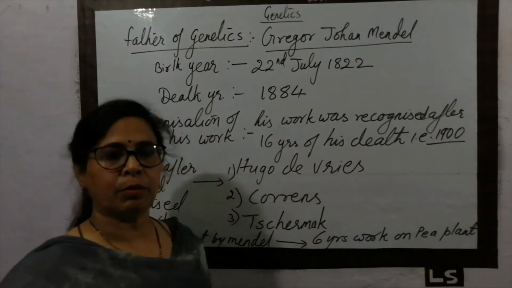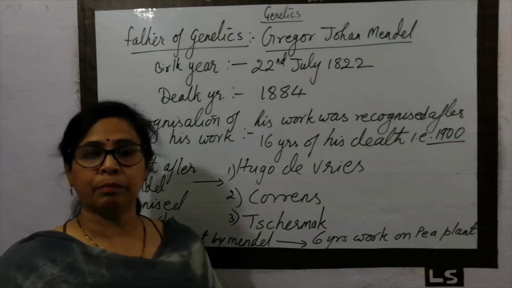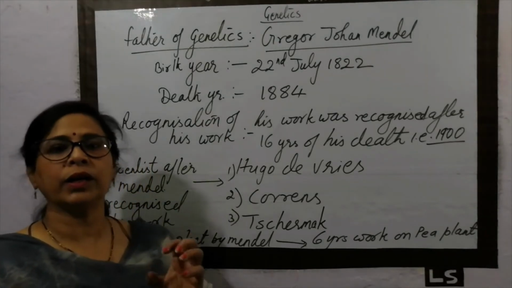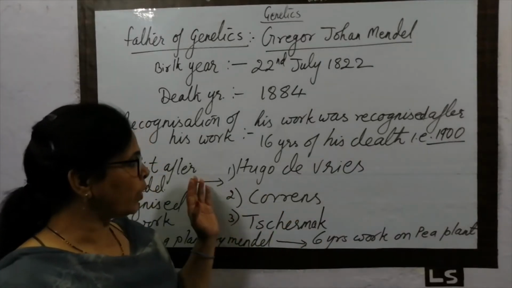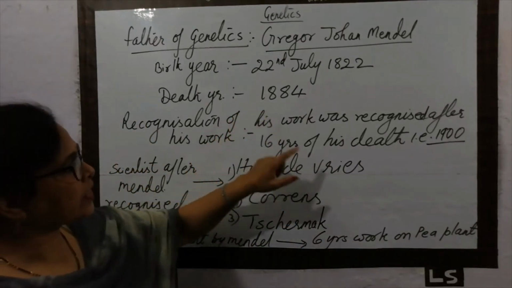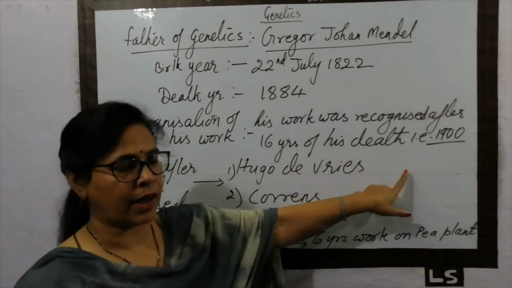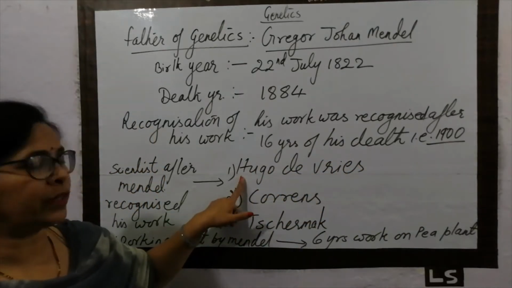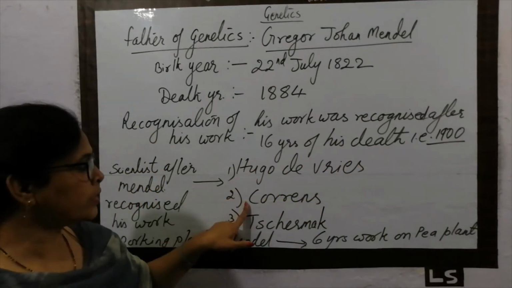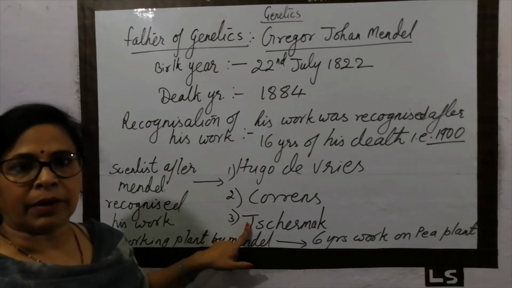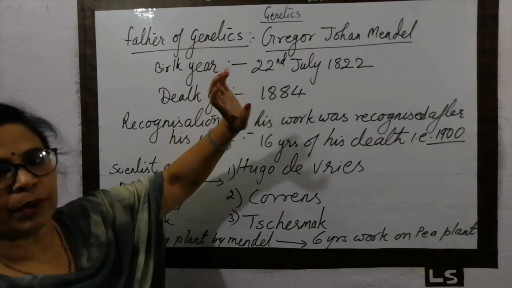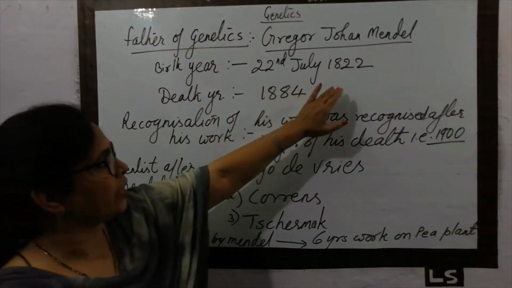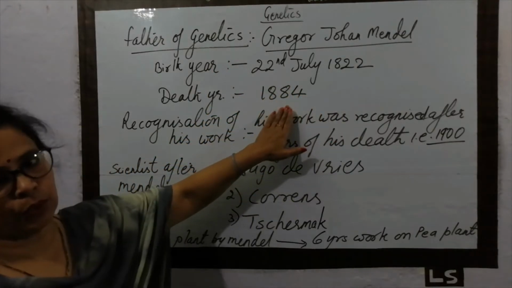Pea plant, the botanical name of pea plant is Pisum sativum. Mendel worked 6 years continuously on pea plant, but his work was recognized only 16 years after his death. Recognition was given by Hugo de Vries, Correns and Tschermak.